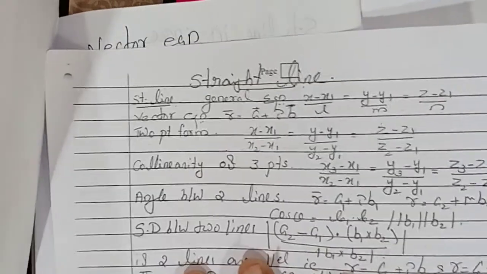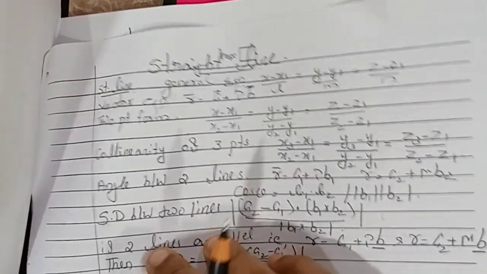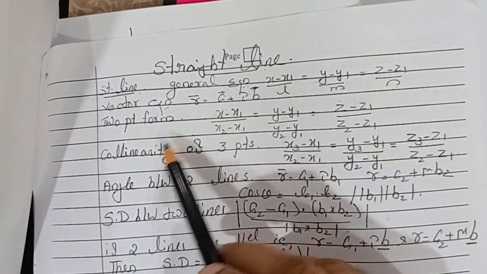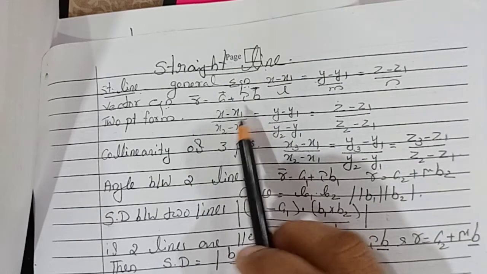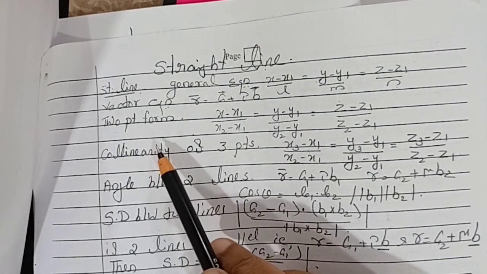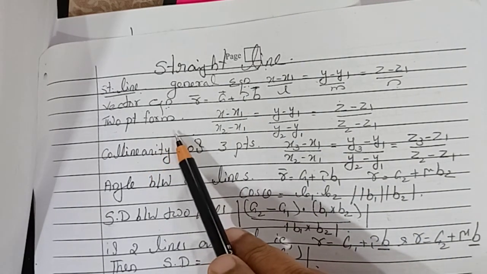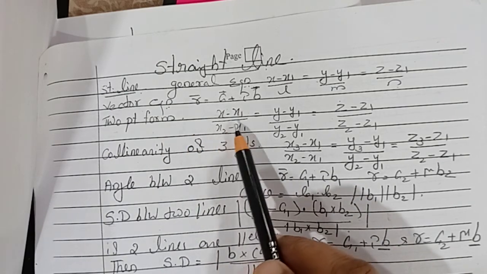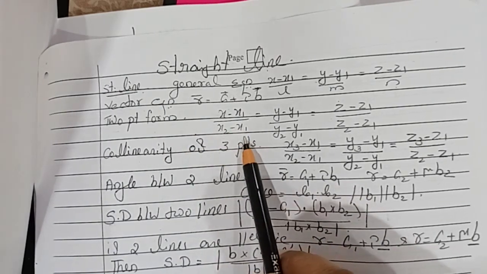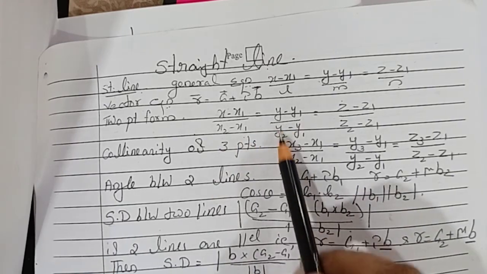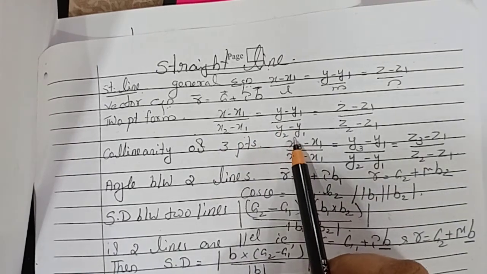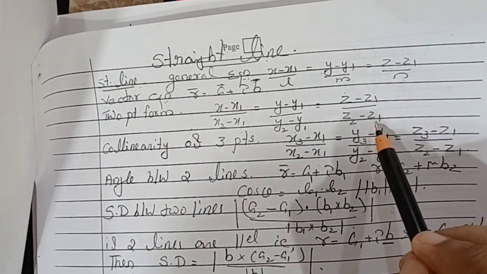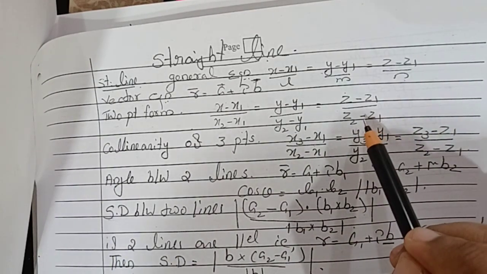Then you can copy this note from this. Write straight line general equation, then vector equation. I will explain that 2-point form in the next class. Then copy the formula: (x minus x1)/(x2 minus x1) equal to (y minus y1)/(y2 minus y1) equal to (z minus z1)/(z2 minus z1), if 2 points are given.